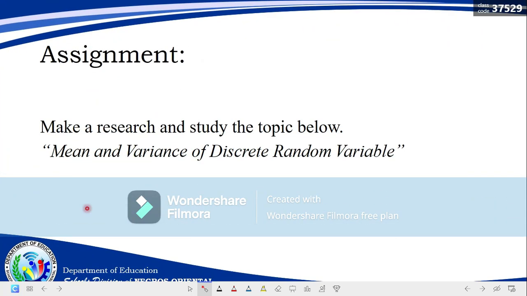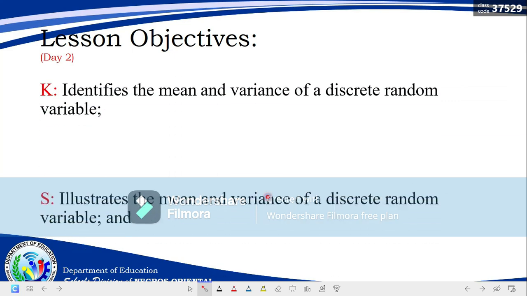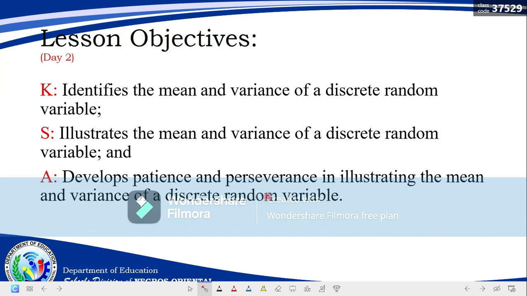And for your assignment, make a research and study the topic below: mean and variance of discrete random variable. Okay, anyway, that's for day 1. Let us proceed to day 2. Okay, let's proceed to the objectives.